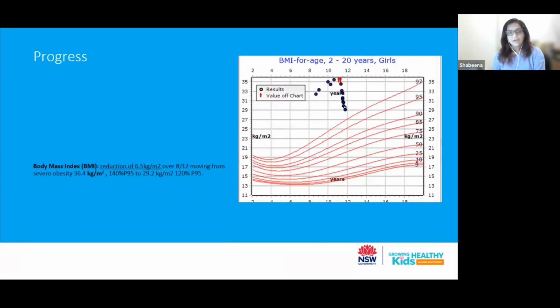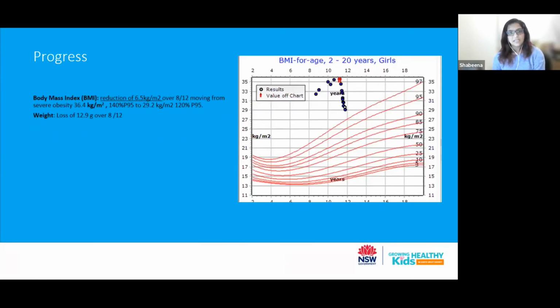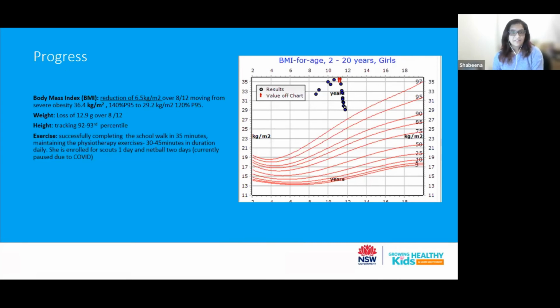And this is her beautiful graph. So you can see that her BMI reduced by about 6.5 kilograms per meter square over 8 months. And it improved from well above the healthy weight, that is 36.4, all the way down to 29.2, which was really, really impressive. Her height was always tracking around the 92nd to the 93rd centile, but her weight improved. She was able to walk better.